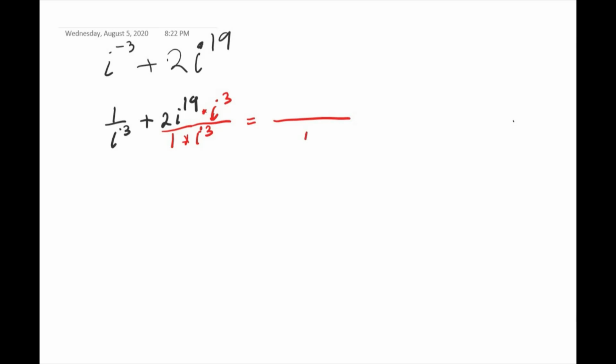I will have a common denominator of i to the third, and in the numerator I'm going to have 1 plus 2i to the 19 times i to the third. When we have common bases, we're going to add the exponents together. So 19 plus 3 is 22. The next step is to find i to the 22nd. What does that equal to?